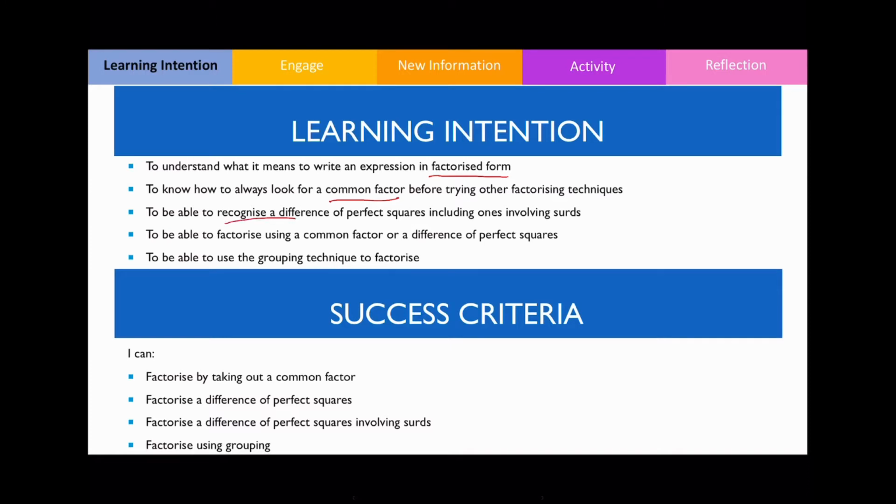We're going to recognize a difference of perfect squares, including ones involving surds. We're going to factorize using a common factor or a difference of perfect squares. And lastly, we're going to use the grouping technique to factorize as well.